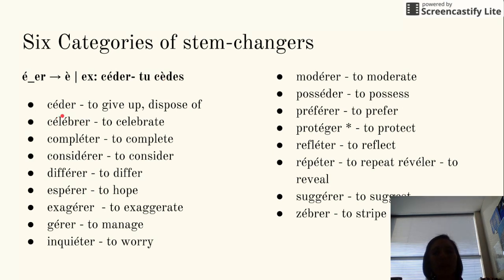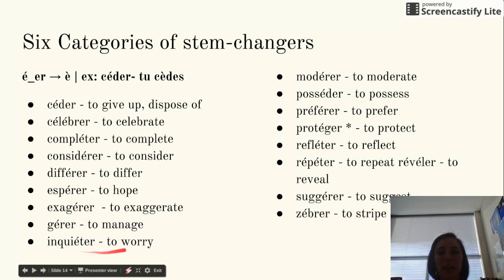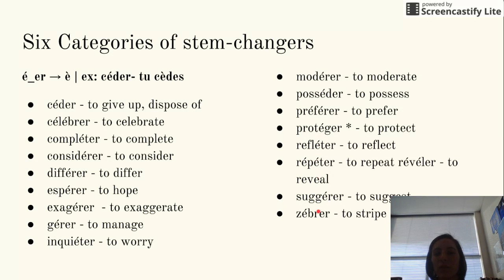Some examples of these are céder, célébrer, compléter, considérer, différer, espérer, exagérer, gérer, inquiéter, modérer, posséder, préférer, protéger, refléter, répéter, suggérer, and zébrer. Oh, and révéler. That one's a little weird in that space. Okay, so all of these have an E consonant, E accent aigu consonant ER.